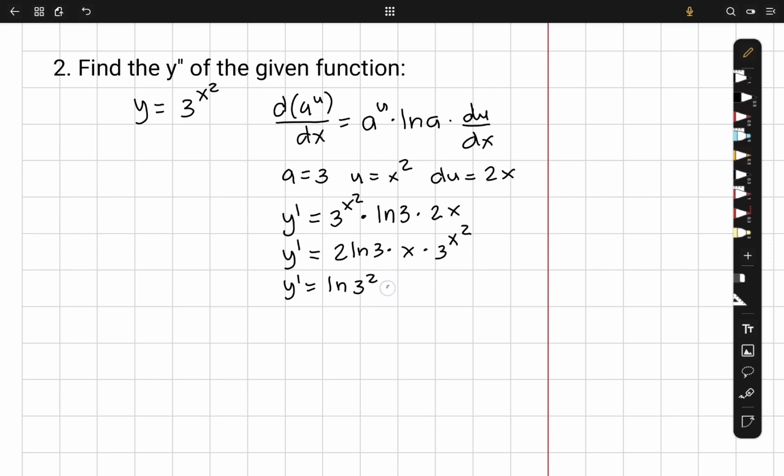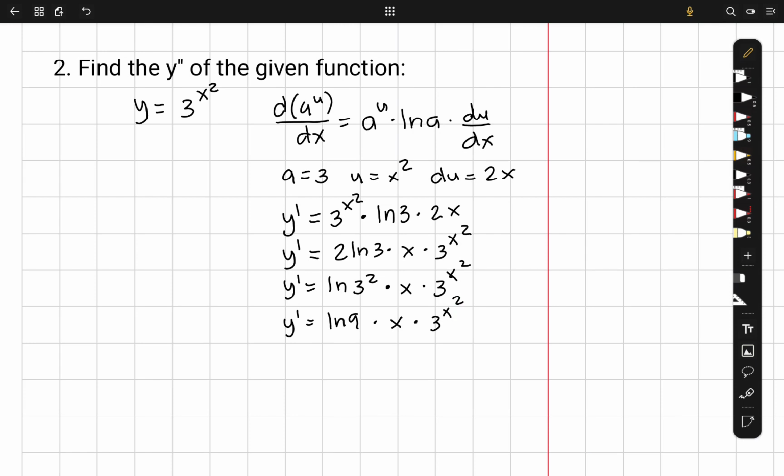And furthermore, we can rewrite this as y prime is equal to ln 3 raised to 2, using yung rule sa logarithm, times x times 3 raised to x squared. And then, y prime, simplify pa natin. That is ln 9 multiplied by x multiplied by 3 raised to x squared.